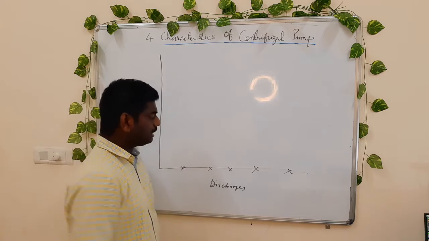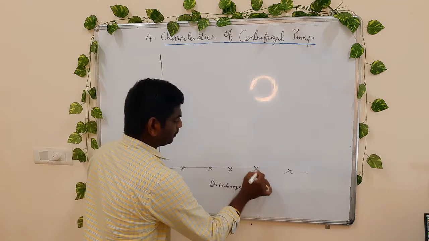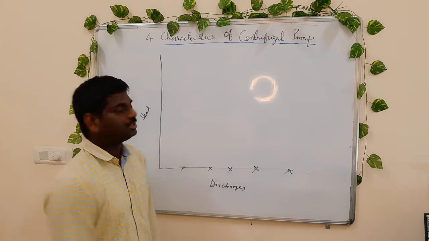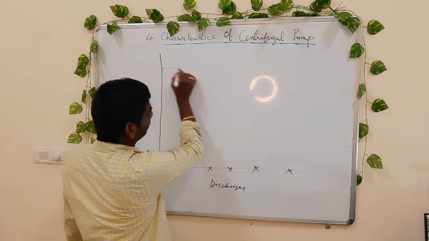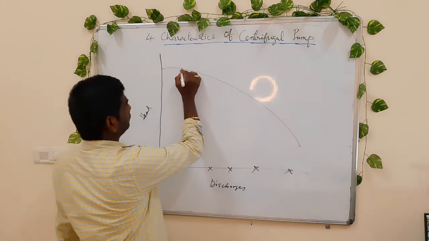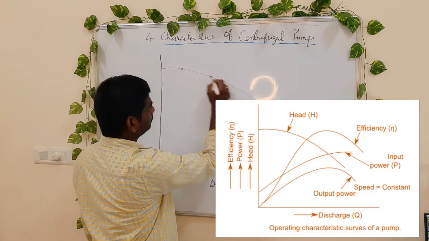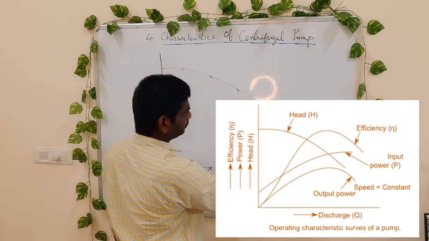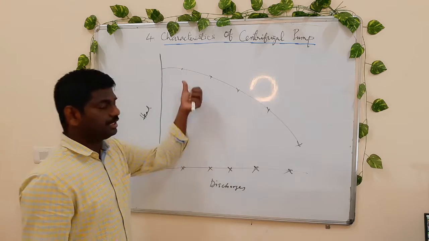As you see, with increase in discharge from your observations, there is a decrease in the head. That's what is observed. At various discharges, you see there is a decrease in the head.